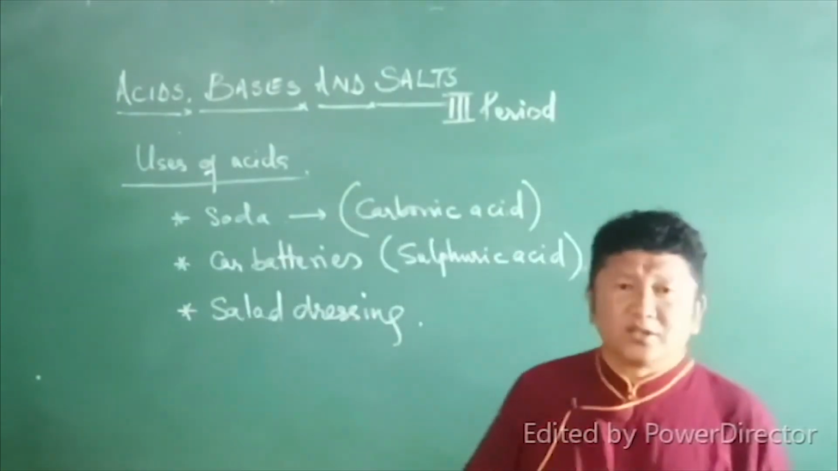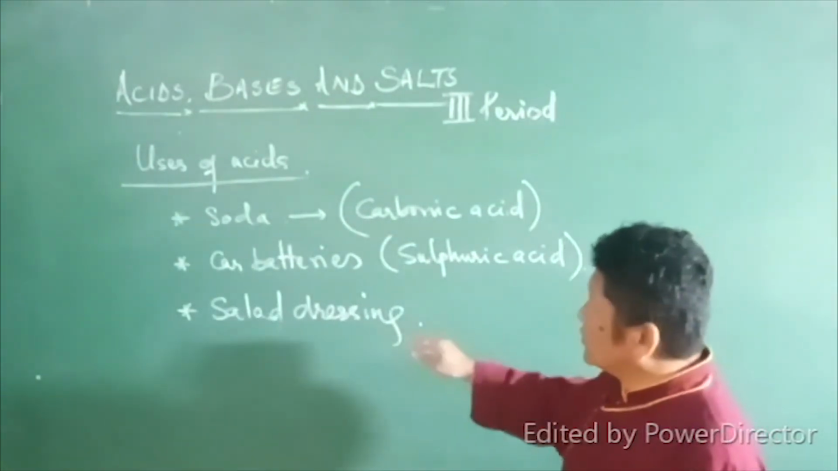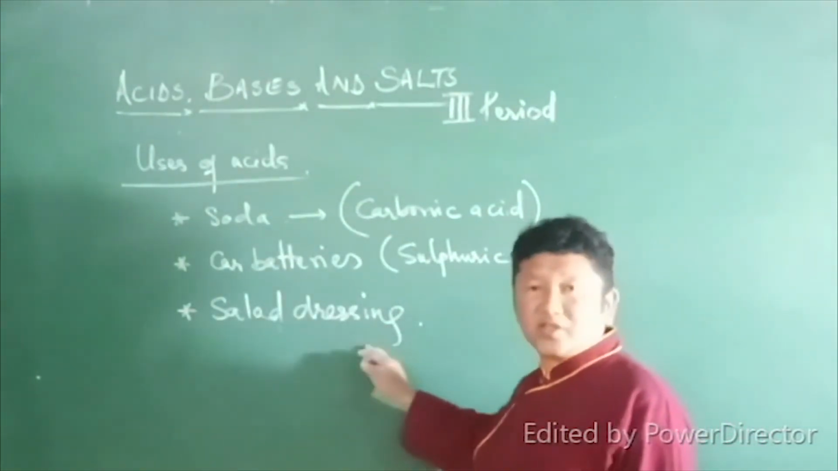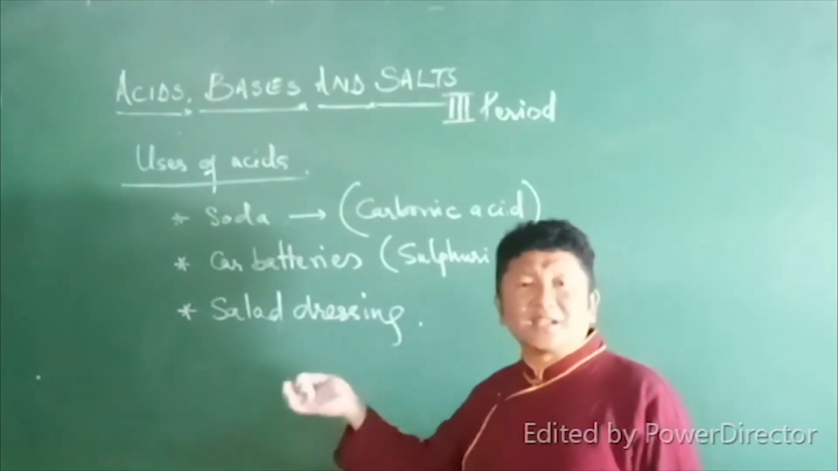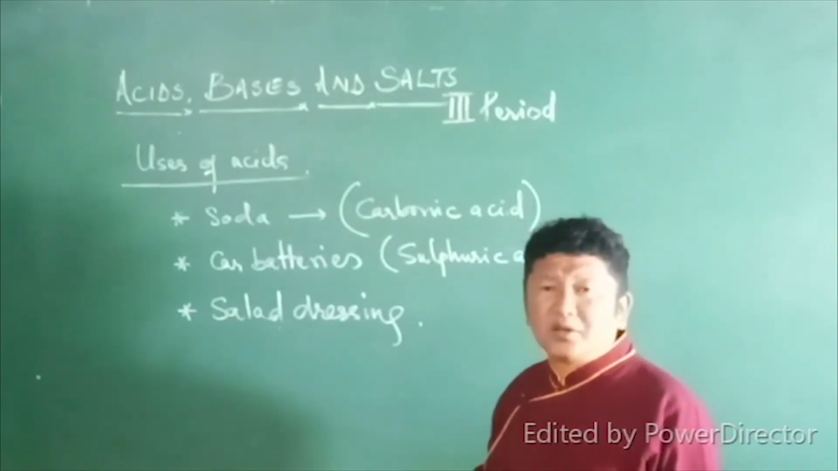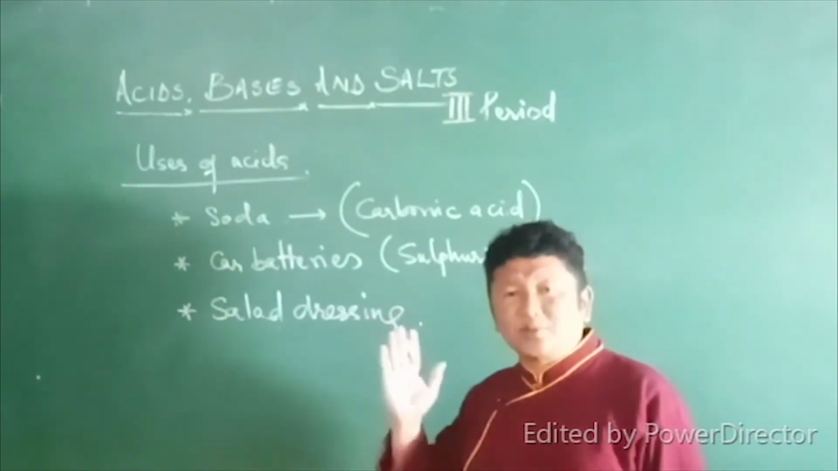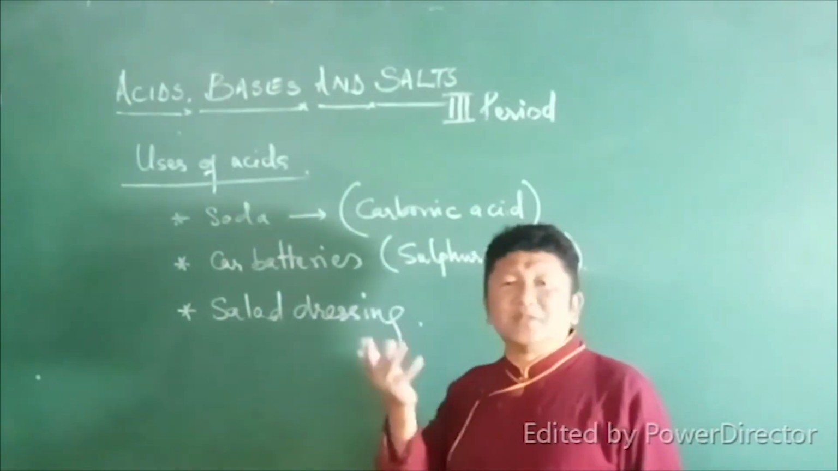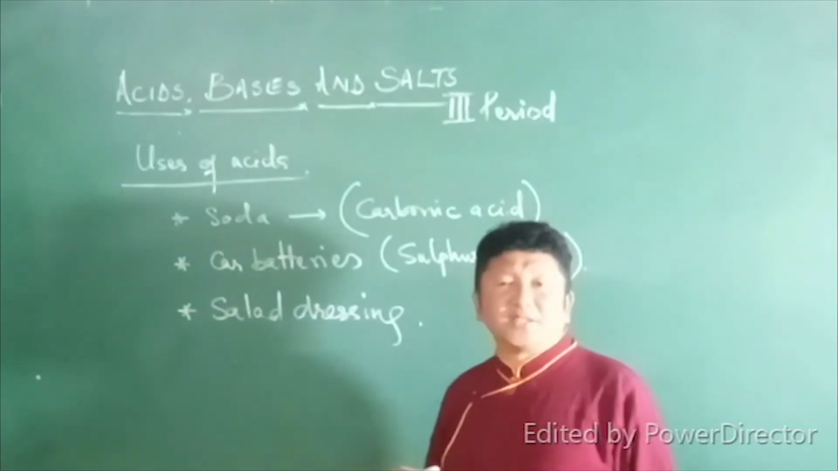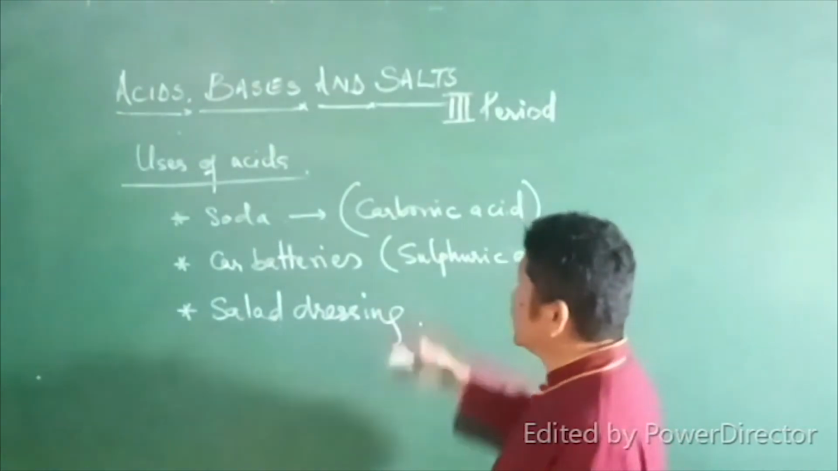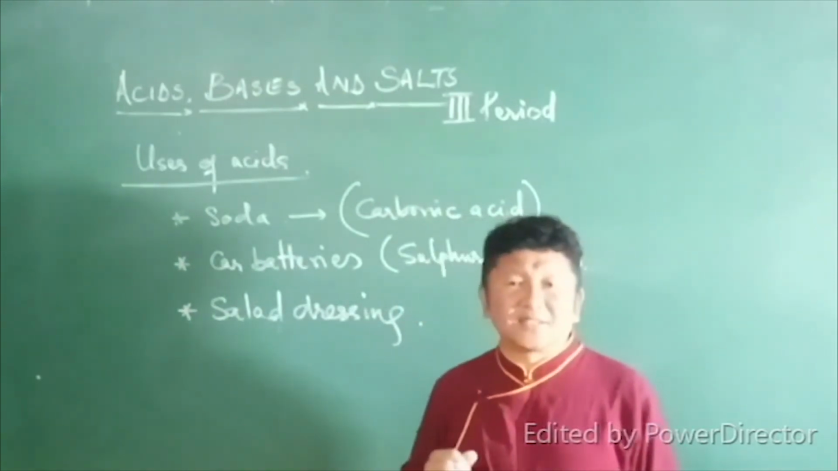So acids are used over there. There are many organic acids used in salad dressing, and many of the fruits used in salads contain acids. They add taste, and these salads are good for our digestion and health. So the acids are used like this. These are some uses of acids.